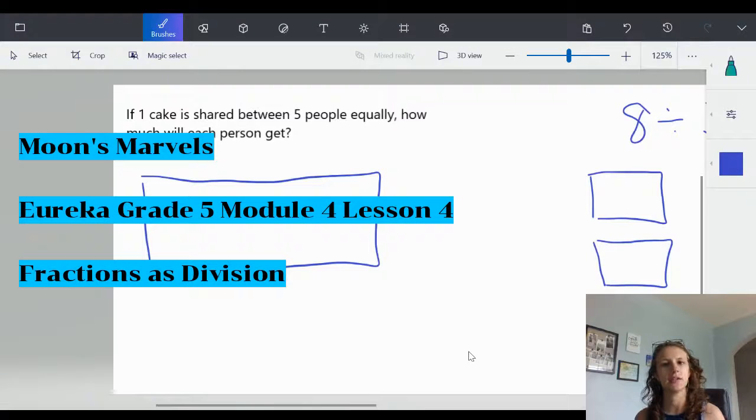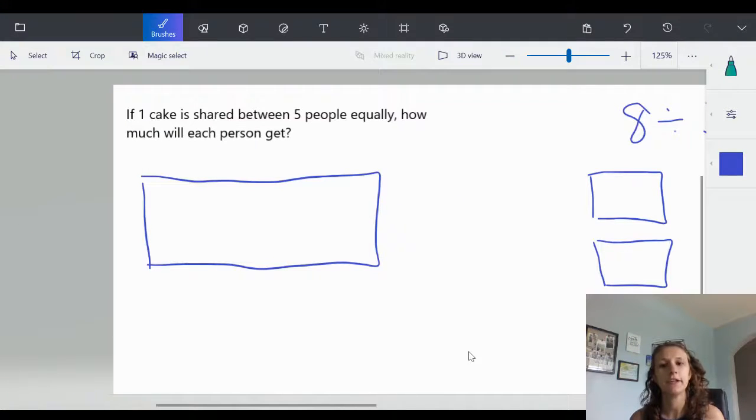Everyone, we're here to talk about Eureka, Grade 5, Module 4, Lesson 4, or specifically about thinking of fractions as division. So we're going to use two scenarios to help us think about this. The first one is if one cake is shared between 5 people equally, how much will each person get?